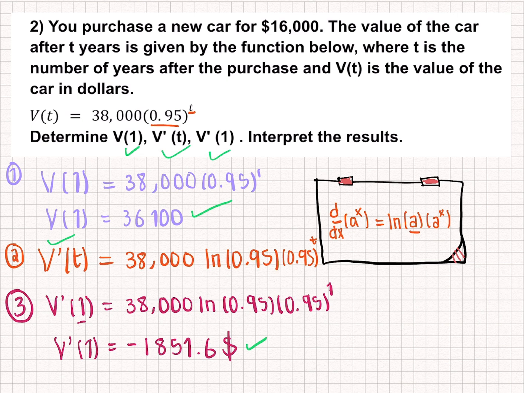But don't forget that they asked us to interpret the results. So why is the value negative? The value of the car is decreasing at a rate of change of negative $1,851.6 per year. So that's what they meant when they said interpret the results.